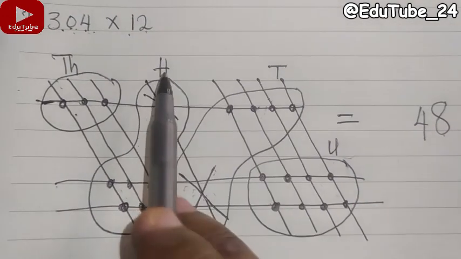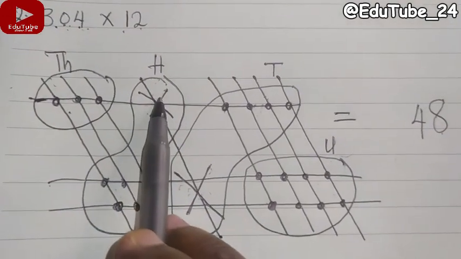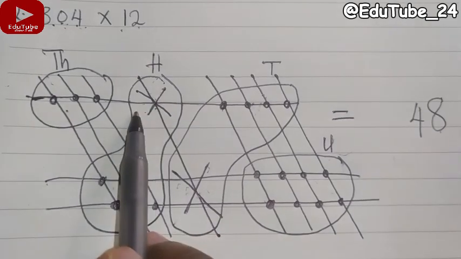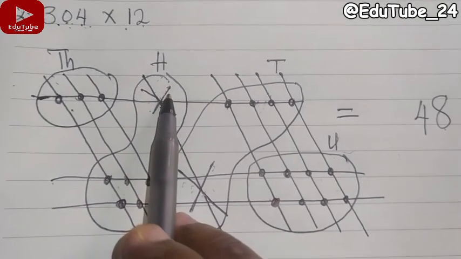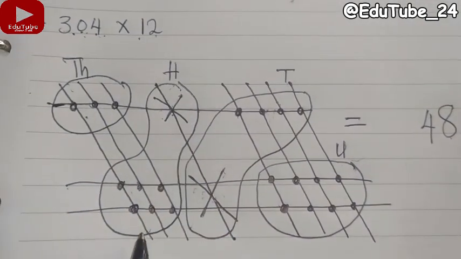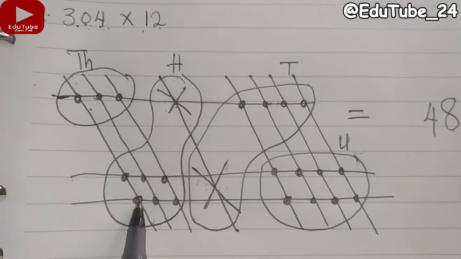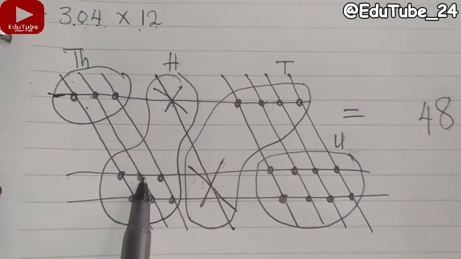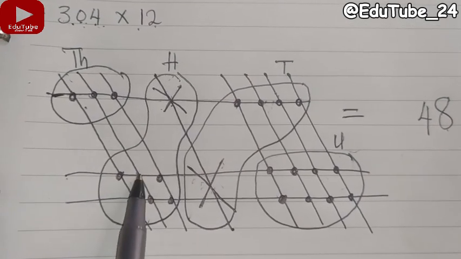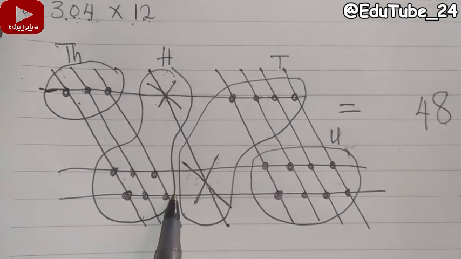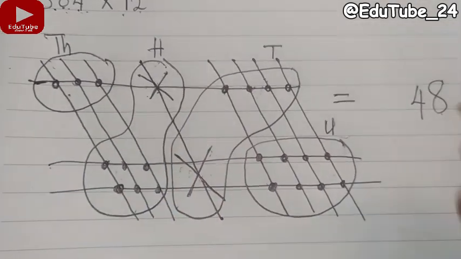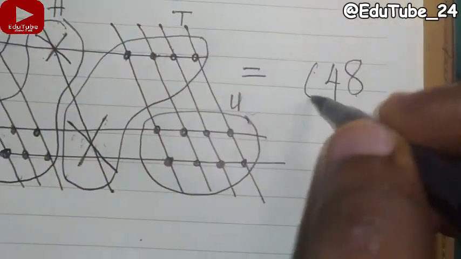And then after tens, we have 100. So also in 100, you could see this place was also crossed out to show that it amounts to no value. So we are going to count this one that amounts to something. The intersections here are not crossed out. So let's count 1, 2, 3, 4, 5, 6. So I have 6 in 100. So I'm going to write 6.